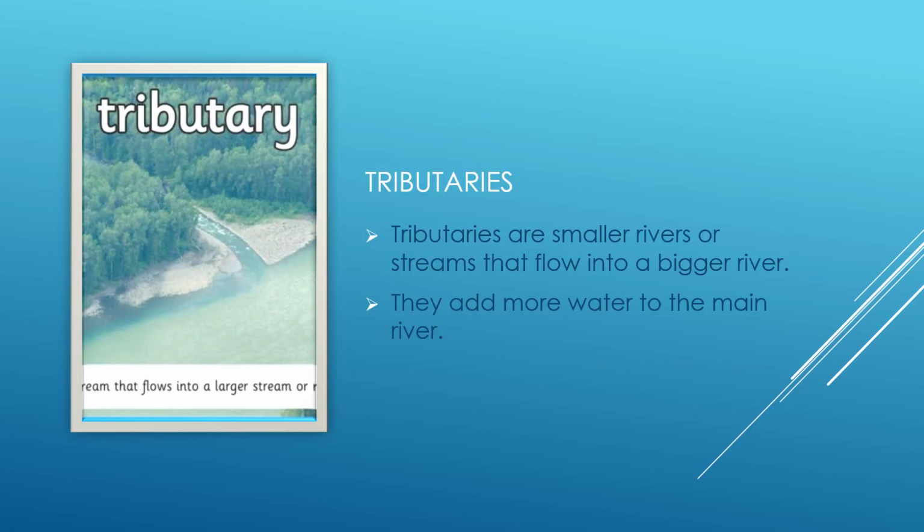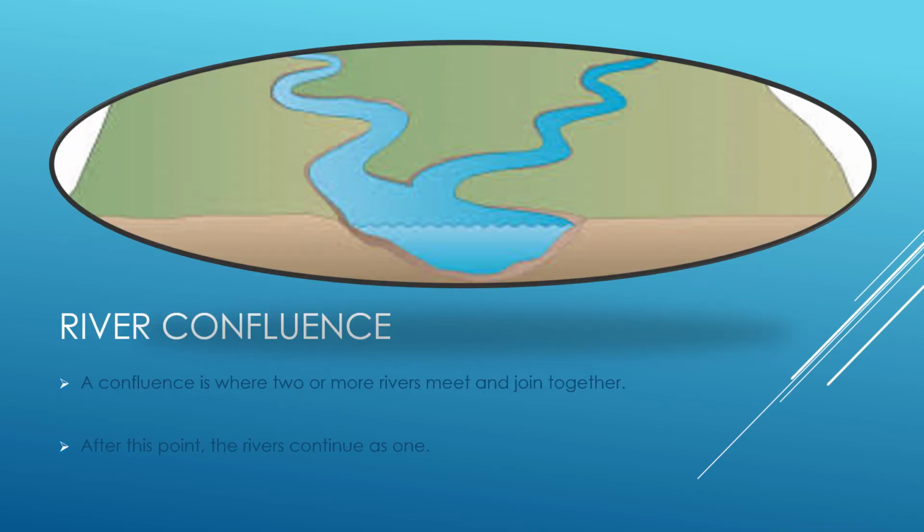Now, tributaries. What are tributaries? Tributaries are smaller rivers or streams that flow into a larger river. They bring extra water, soil, or sometimes even nutrients into the main river. So let's look here at the picture. You can see this is a tributary joining a main river. When many tributaries join together, the main river becomes bigger and stronger. For example, the Vaal River is one of the tributaries that joins the Orange River here in South Africa.